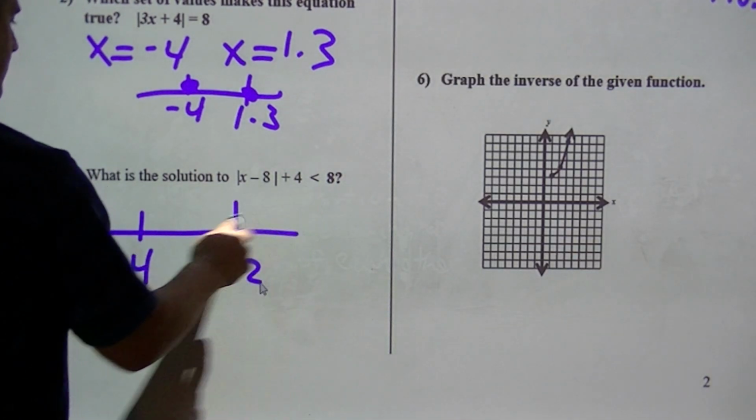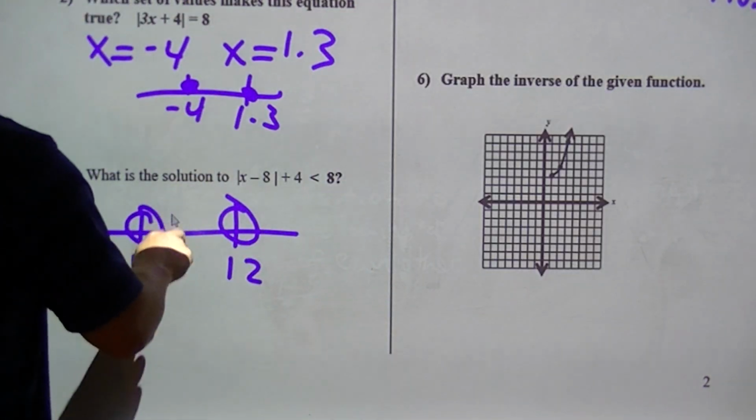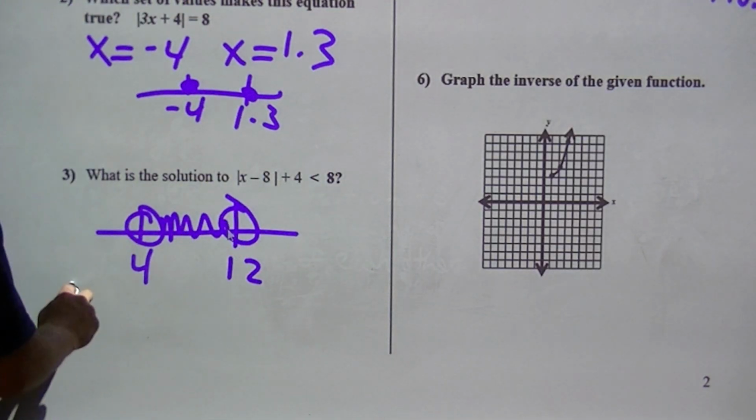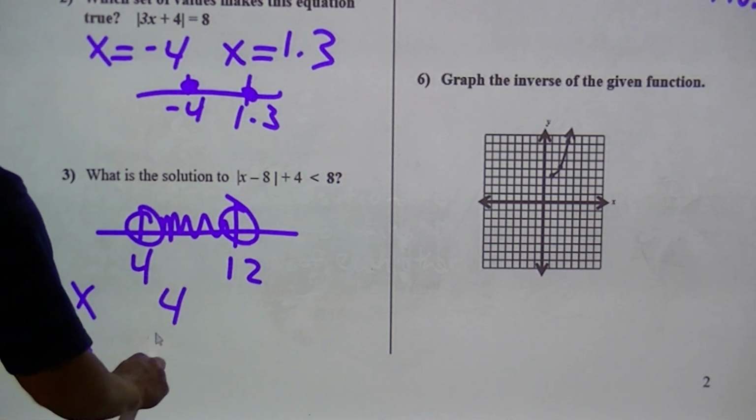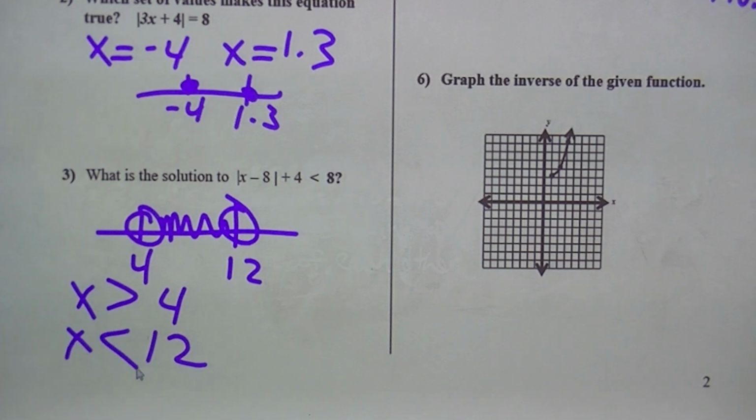Since it's this kind of inequality, that's open circles. If you look at the shading, it's taking place inside. So what I got is x at 4, x at 12. It's being shaded to the right of 4, so it's greater than, left of 12, which is less than.